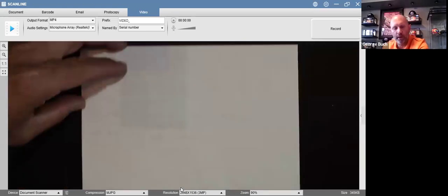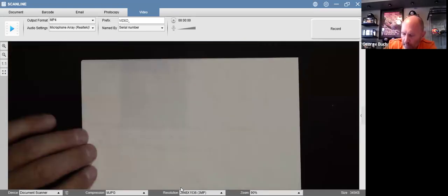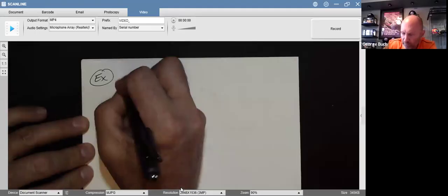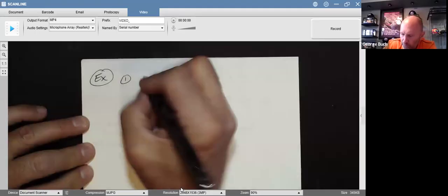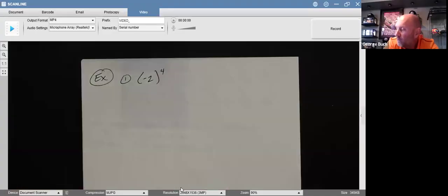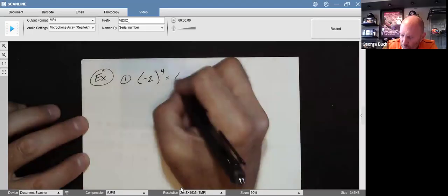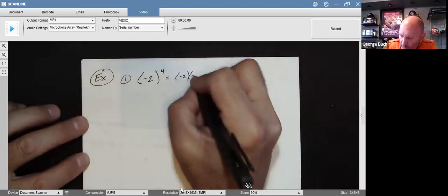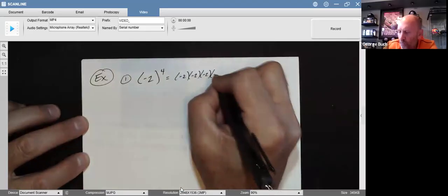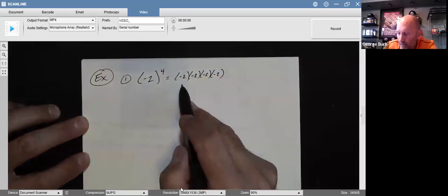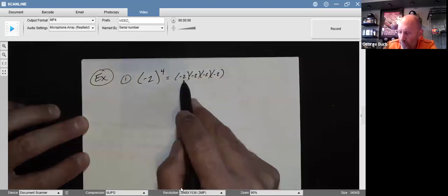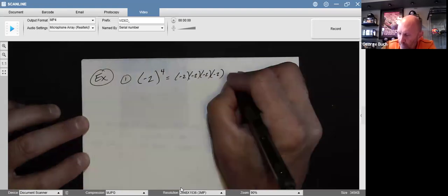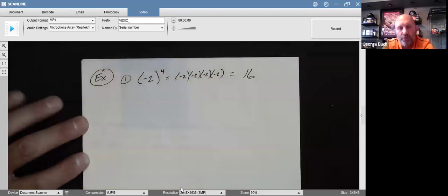All right, a couple more exponent problems. What if I have (negative 2) to the 4th power? So go ahead and try that one real quick. So this means what? This means negative 2 times negative 2 times negative 2 times negative 2. So 4 negatives become a positive. 2 times 2 times 2 times 2 is 16. So the answer to this is positive 16.